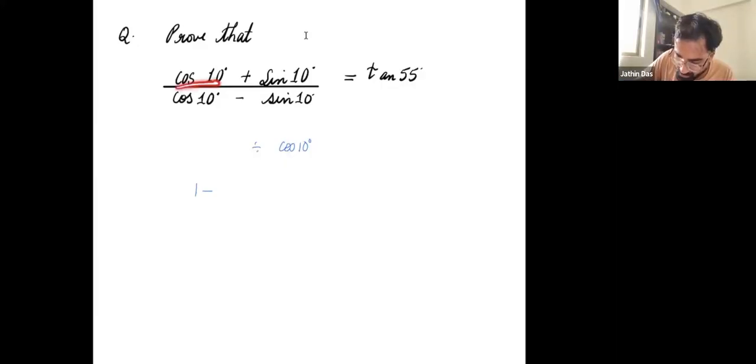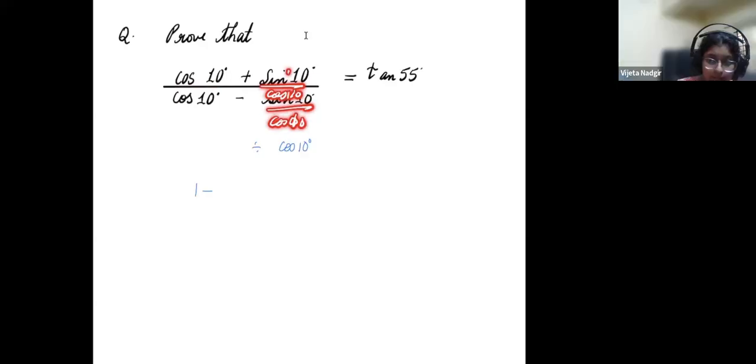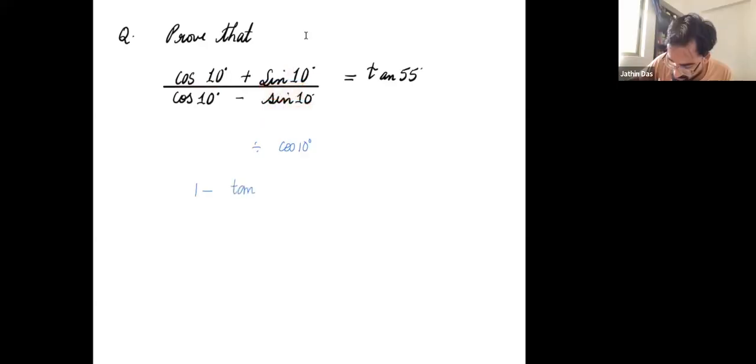When you divide by cos 10, what will happen here? This is also divided by cos 10. What is sin 10 by cos 10? Tan 10. So it becomes 1 minus tan 10. Here cos 10 again, it will be 1 plus tan 10. This will be the left hand side.